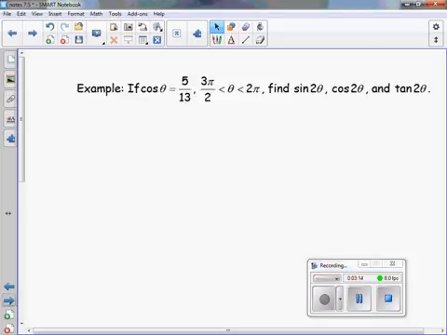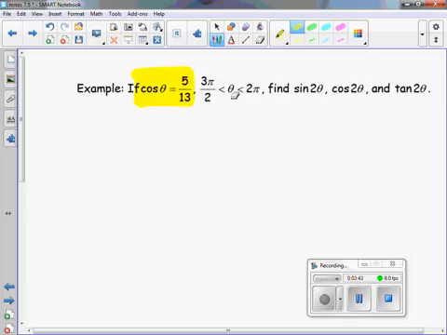So here are the problems. This is actually, I think, the second example on your packet. It's the first one? Okay, cool. Anyway, we are given in this problem a ratio. When we're given a ratio, generally speaking, what do we end up doing? Making a triangle.